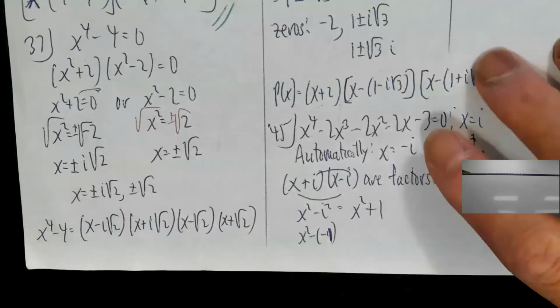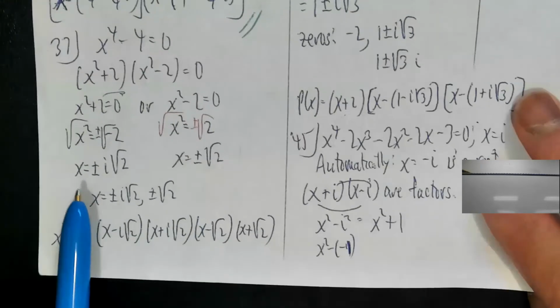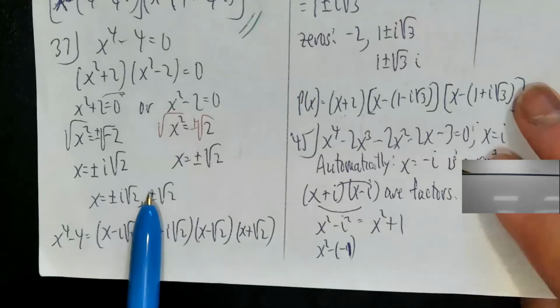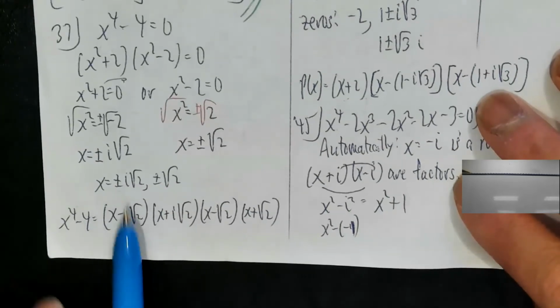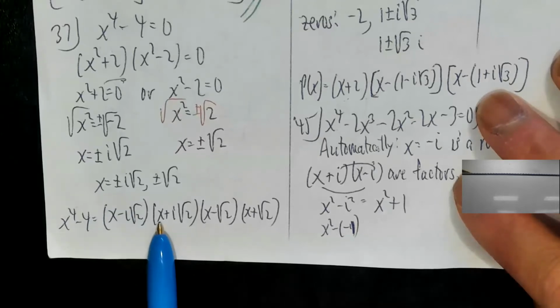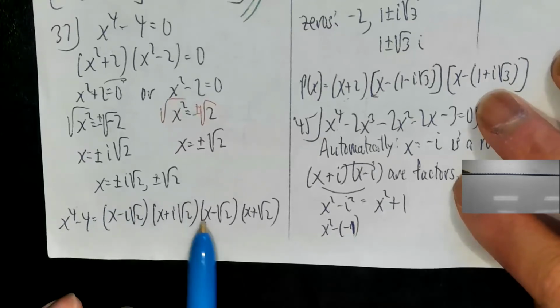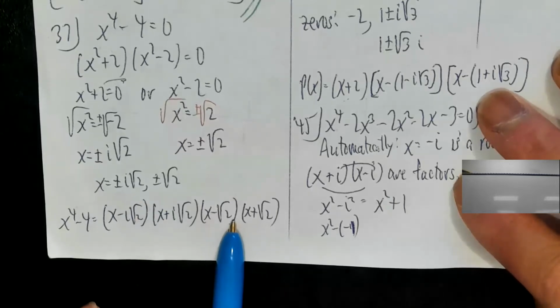That means there should be 4 factors also. How do I write the factors? You just go x minus each of these. Okay, so here we go. x minus i radical 2. x minus a minus i radical 2, which means x plus i radical 2. x minus radical 2, x minus a minus radical 2, x plus radical 2.